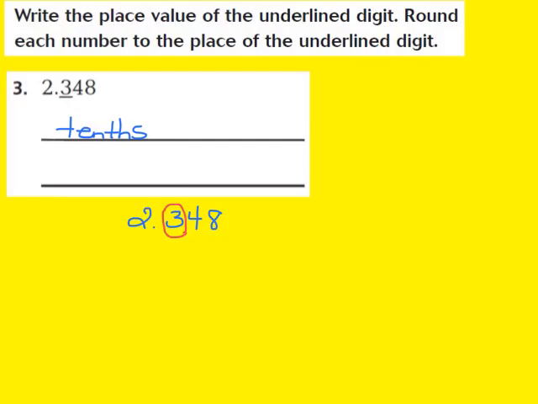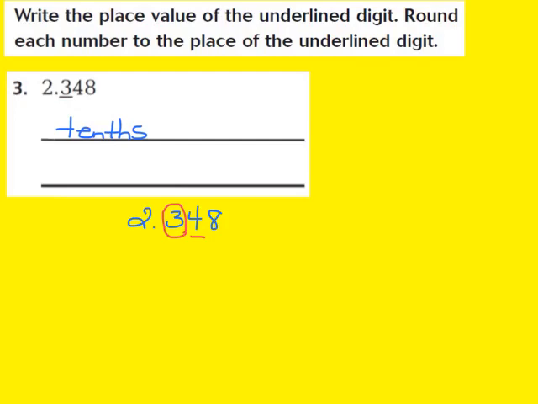Now, step 2 says, underline the digit to the right of the circled digit. I know that my 4 is the number to the right of my circled digit. Now, I have to ask myself, in looking at that 4, is that 4 less than 5? And if that 4 is less than 5, that means that my circled digit would stay the same. Or is that 4 greater than 5? And if it is, then I have to increase my circled digit by 1. Well, I know that 4 is less than 5. And because that 4 is less than 5, my circled digit is going to stay the same.